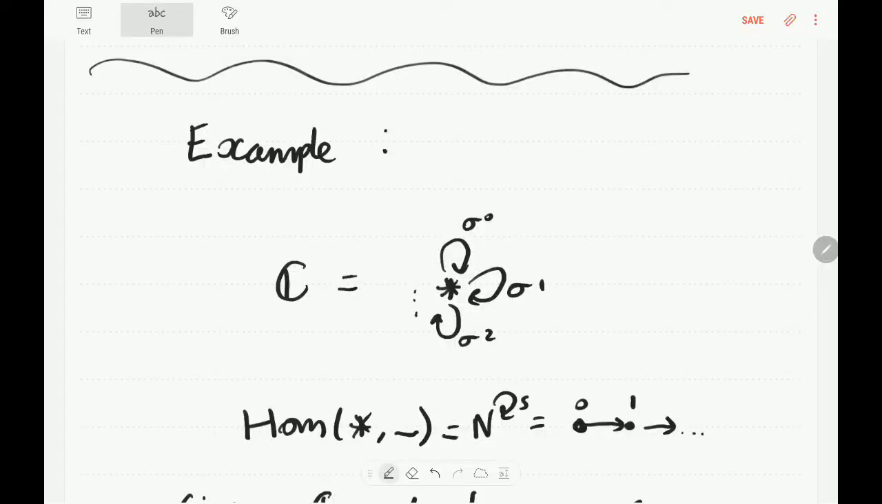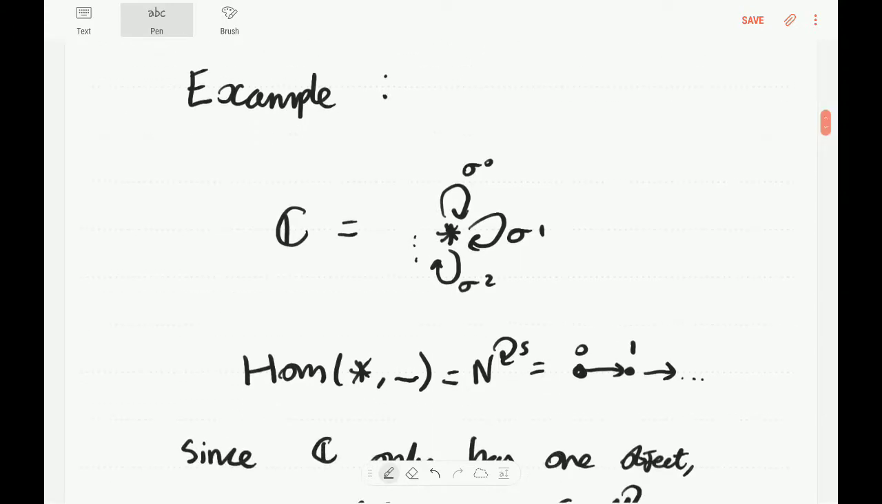Okay, so we've gone through some discussion about these different sub-object classifiers and whatnot for this category of dynamical systems. Now let's see this, generally for categories of functors into sets. Now let's apply this to the case of categories of dynamical systems.